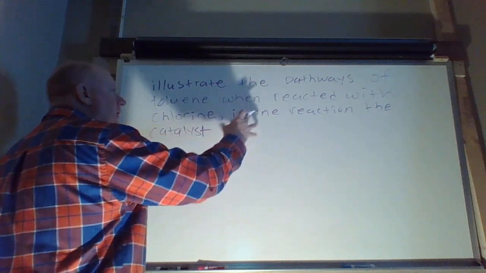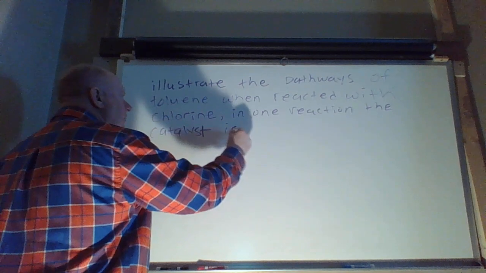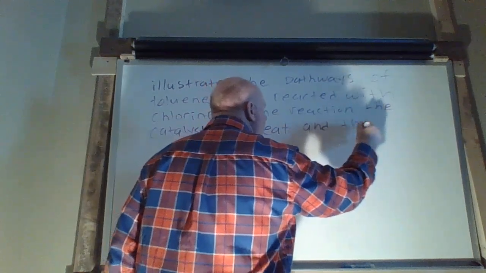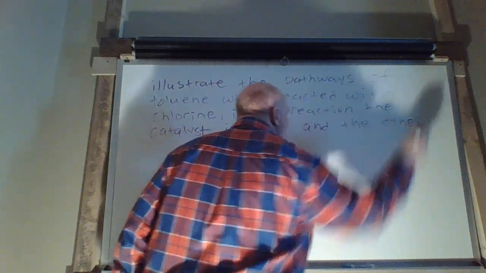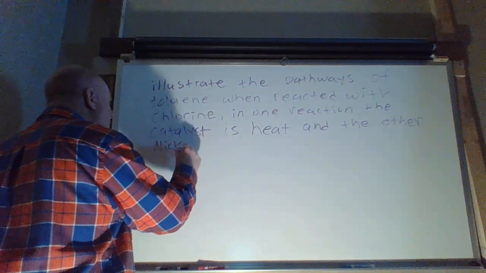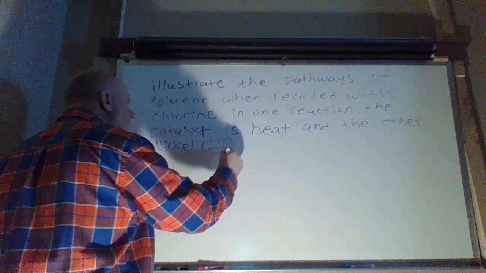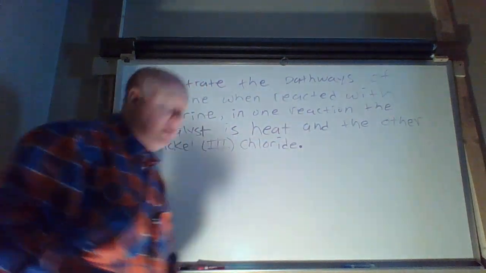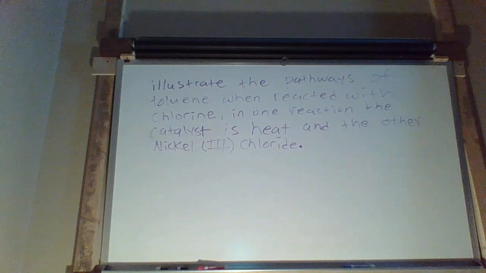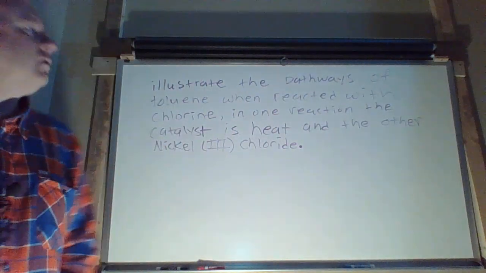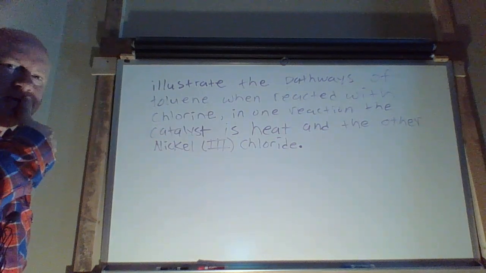Okay, a catalyst is, we'll say, heat. Okay, and the other, oh, I don't know, we'll go with nickel chloride. We'll go even more specific, nickel 3 chloride. Okay. So in this case, you have two separate reactions, okay? Because if you're well aware of this, and when we follow our flow charts, with this you're going to get three different types of compounds, okay?